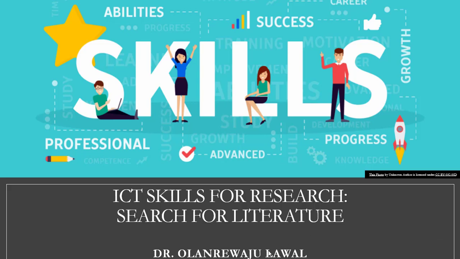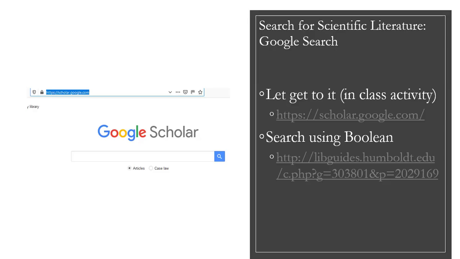Welcome back. Now we're going to look at a demonstration of how to use the Google Scholar platform to search for literature. This platform is a good tool for you to be able to search for materials and also see the ones that are available for you to download as PDF or any other form, as well as bookmark them so that you can save them for future references.